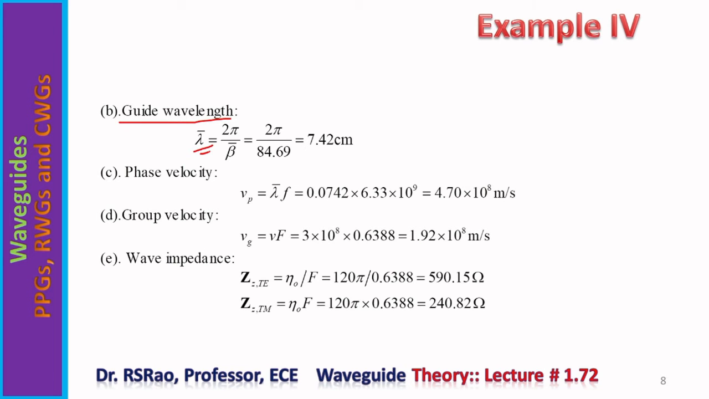Guide wavelength, this is guide wavelength. Lambda g, it is 2 pi by beta.